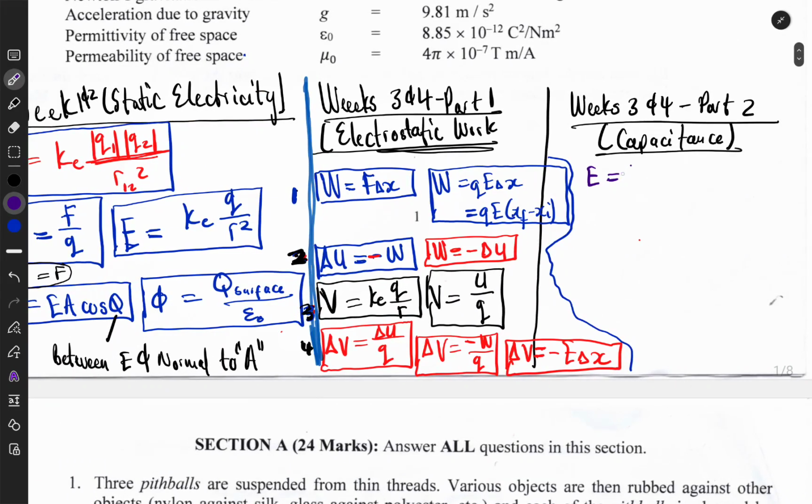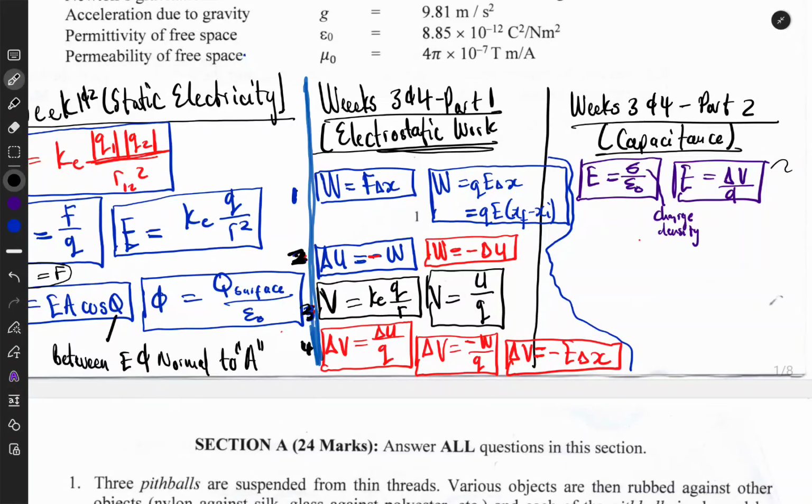Okay, it's very different. So what is E in capacitance? You start by saying E is sigma over mu 0, and then you have the other E, which is E is equal to delta V over D. This sigma is the charge density, mu 0 is the permittivity of free space, delta V is the potential difference between your 2 plates, and D is the separation.